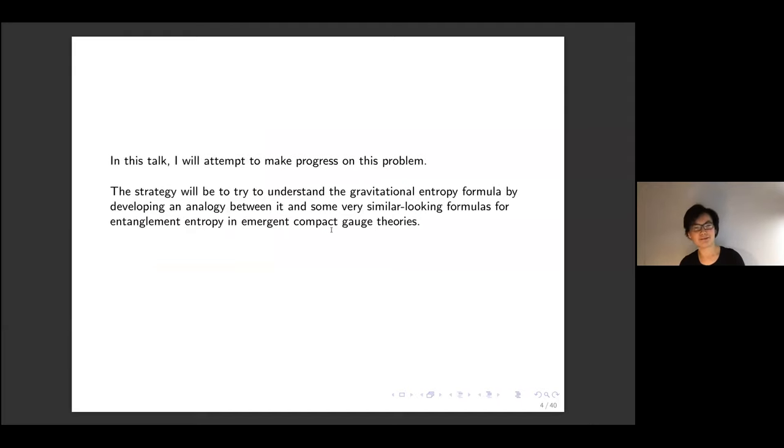So in this talk, my goal will be to indeed try to make progress on this problem. And my strategy will be to try to understand this formula by developing an analogy between it and some very similar looking formulas for entanglement entropy in emergent compact gauge theories.